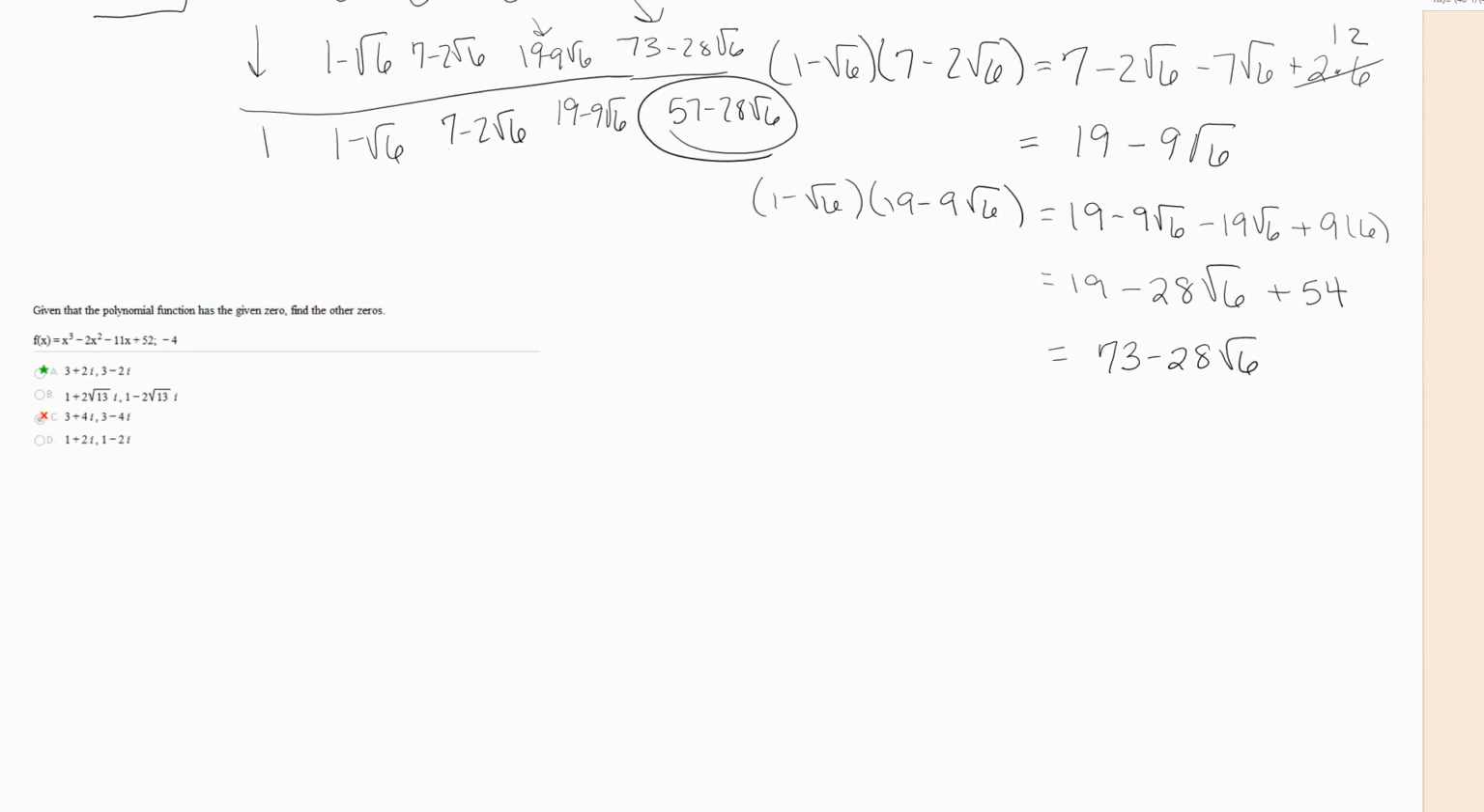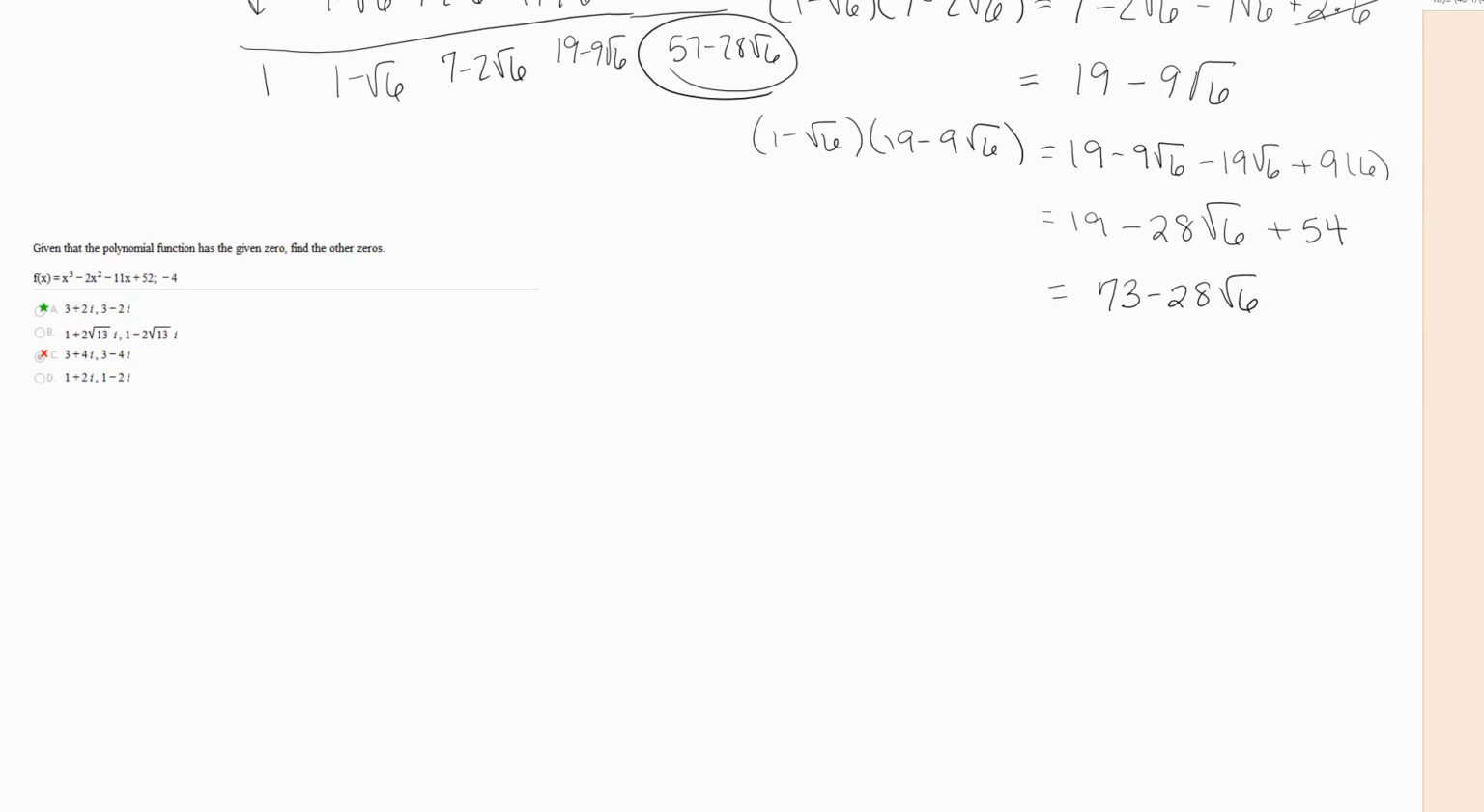Okay. So this one says, given that the polynomial function has the given 0, find the other zeros. So this is saying, here's our function, x cubed minus 2x squared minus 11x plus 52, and it's telling us that one zero is negative 4. So we're going to do synthetic division with negative 4. So that will be 1, negative 4, negative 6, so 24, 13, negative 52, which will give us 0.